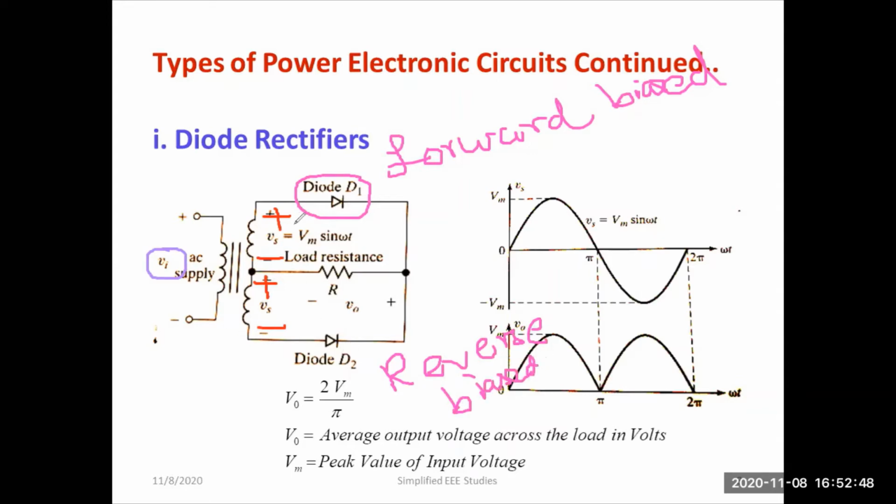So at that time, let us mark the direction of current. Current will always pass from positive to negative. So conduction will be only during the upper side. The lower side will act as an open circuit condition. Here, it won't conduct. It will act as an open circuit condition.